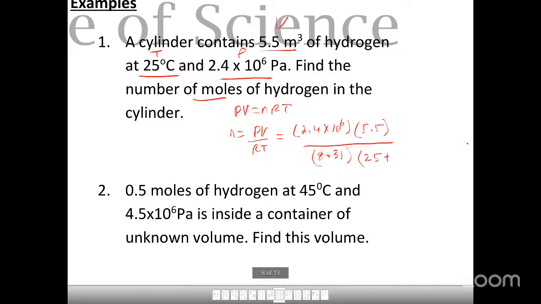273.15. Please don't add 273 as 270.15, right? Work it out, tell me what you get, please.